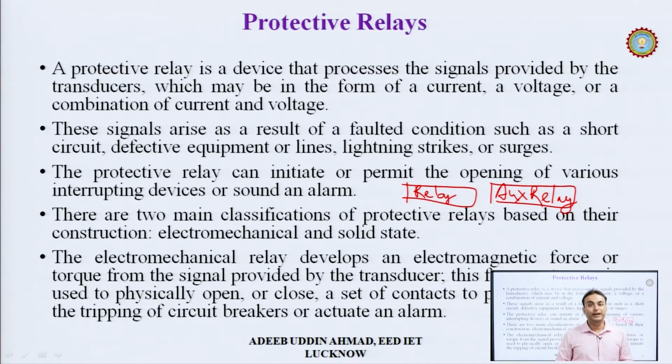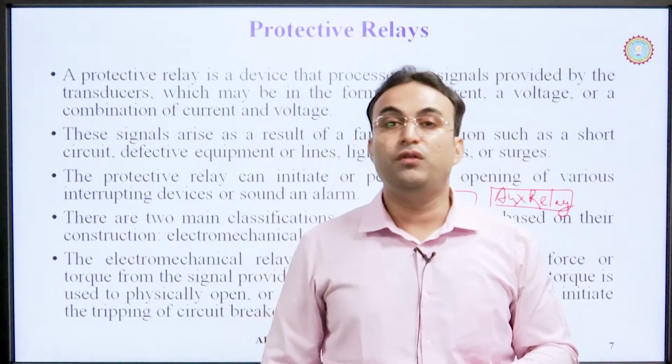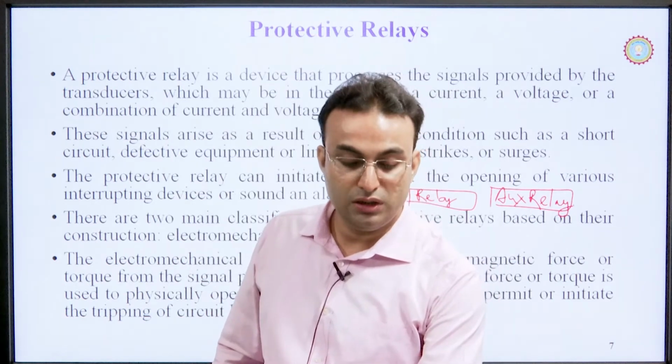The electromechanical relay develops an electromagnetic force or torque from the signal provided by the transducer. This force or torque is used to physically open or close a set of contacts. This set of contacts, which are spring based contacts or switches, permits or initiates the tripping circuit of the breaker or actuates the alarm. So, we have a tripping mechanism and levels of tripping. Later on we will discuss the levels of tripping. Different types of switches are there.